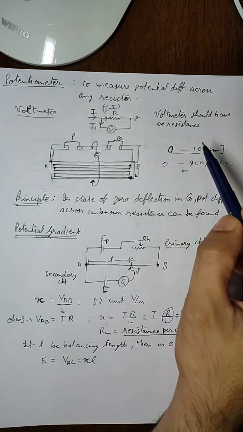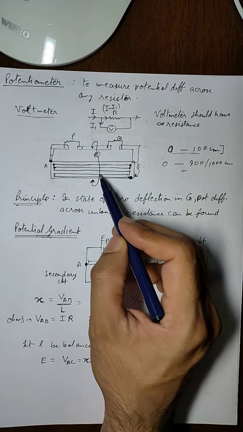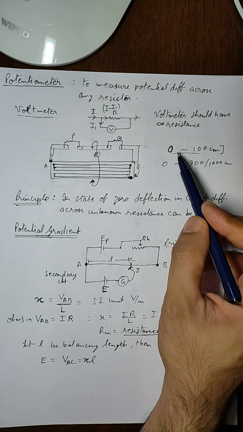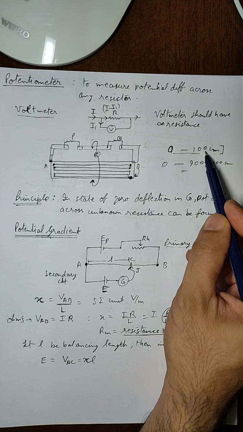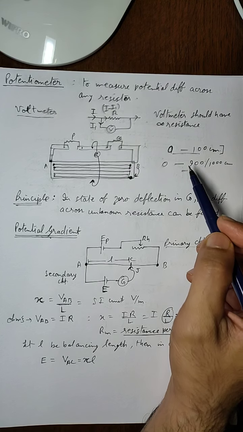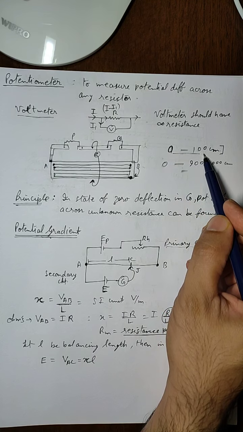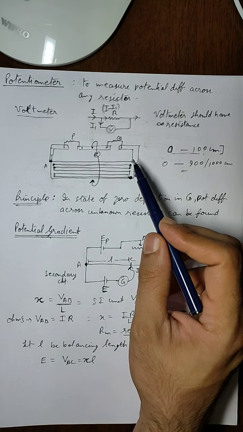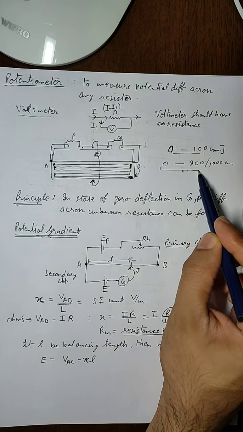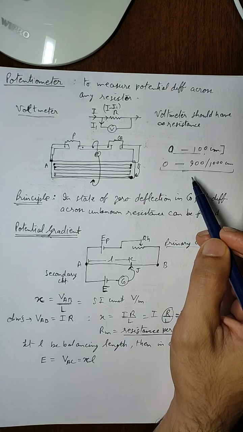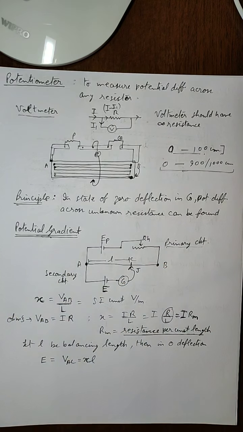What is the advantage? Suppose we have to find the balancing length by using this key. Now if we had a meter bridge, then only if the balancing point is between 0 and 100 centimeter can we use the meter bridge. Let us say the balancing point is at 200 centimeter, then we cannot use meter bridge to find that balancing point. Then we have to use potentiometer. So potentiometer is nothing but a meter bridge, but with a wider range of distance. The length of the wire is much more, so it gives a more accurate position of zero deflection, or the balancing point.